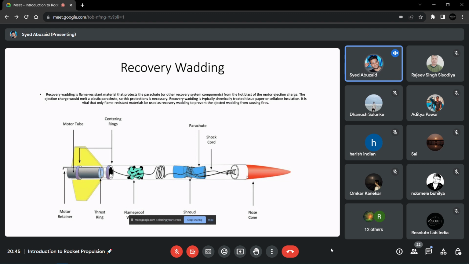Okay, so I'm talking about the recovery wadding. Recovery wadding is a flame resistant material, because at the end of the part the propulsion system is there. There is high temperature coming out, so we need to cover it with some material which cannot allow the high temperature or heat to pass. So they're using a kind of material which resists the flame. The material can sometimes be wood, or plastic, or any kind of non-metal that cannot pass the heat.